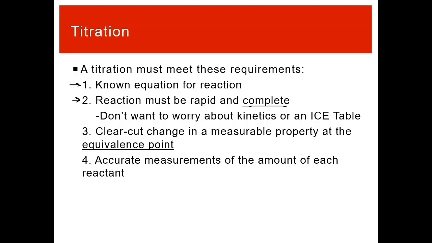And then there should be a clear-cut change in a measurable property at the equivalence point. That's going to be acidity. We'll see its pH is going to be a pretty big jump at that equivalence point, a clear-cut change. And then accurate measurements of the amount of each. That's just a technical aspect of doing titrations. You really need to be careful when you're doing these experiments.